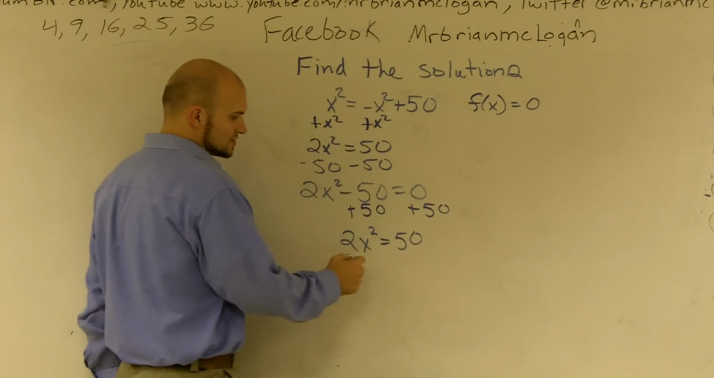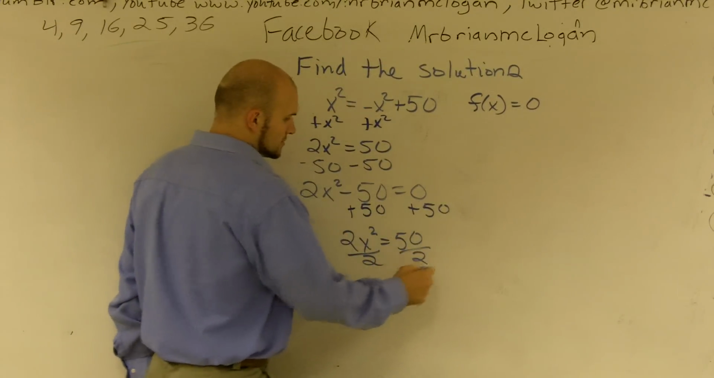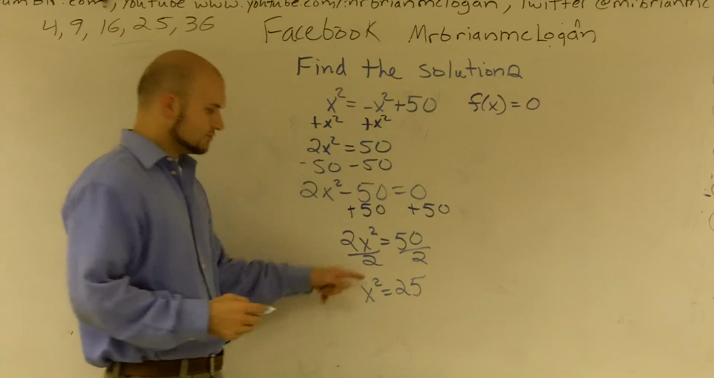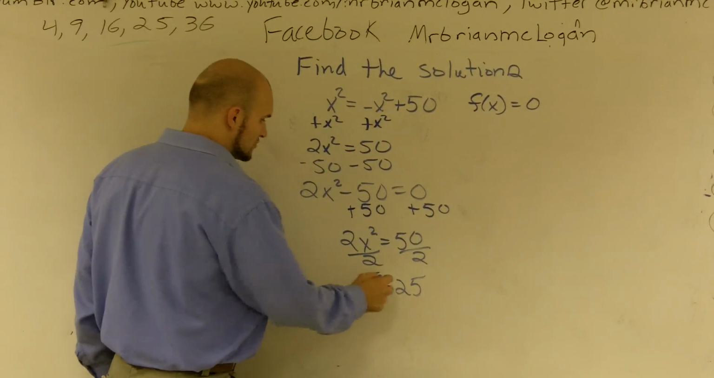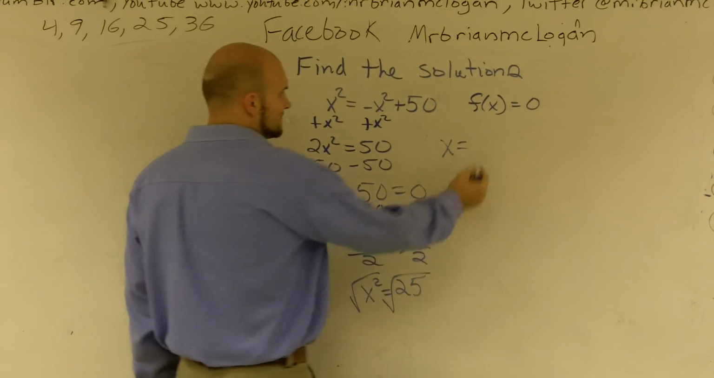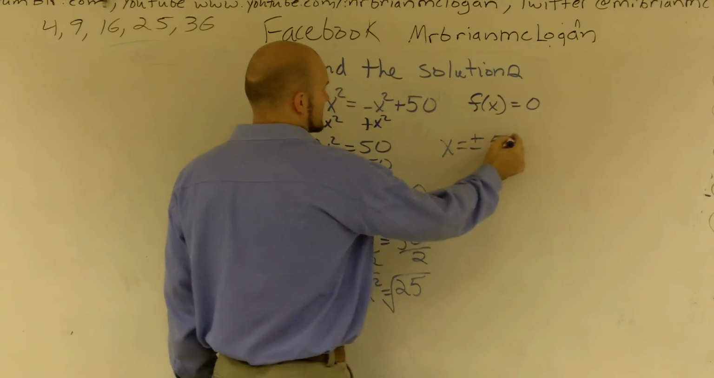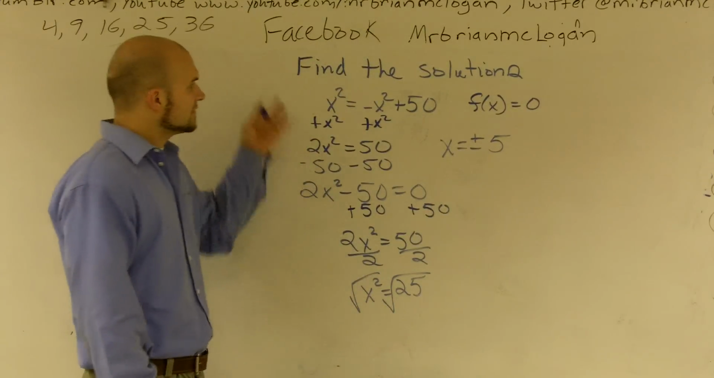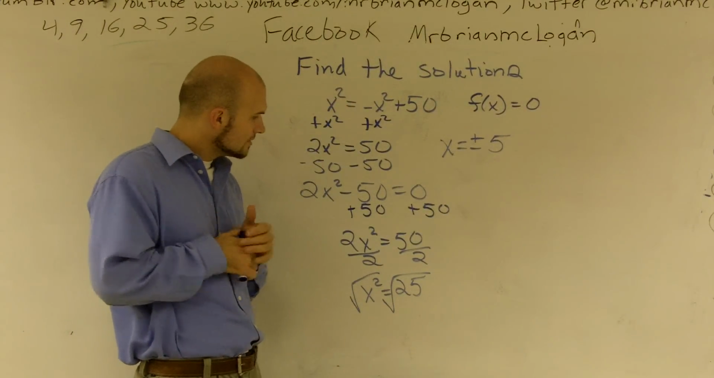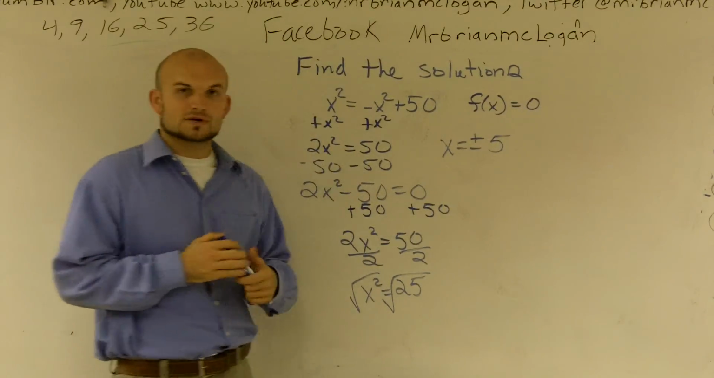Now I'm going to get rid of this 2 in front, so I have x squared equals 25. To get rid of the square, I need to take the square root. Therefore, I have x equals the square root of 25, which is plus or minus 5. So that's how you find the solution when given an equation that looks like that.